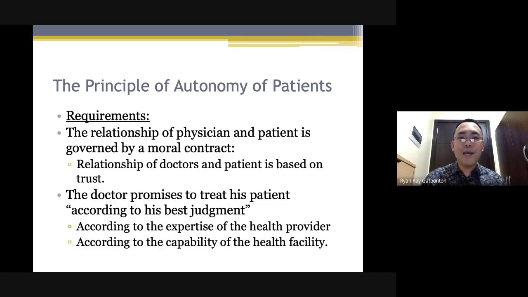Number one, there should be a moral contract between you and your patient. When we say moral contract, a relationship that is based on trust. Number two, there should be a promise to treat your patient according to your best judgment. When we say best judgment, according to our expertise or capacity as health provider, and number two, according to the capability of the health facility. Kasi baka mamaya, we keep on saying na kaya kitang gamutin, pero hindi naman pala kayang i-accommodate yung procedure niya sa ospital na yon. Okay? So that's false autonomy, or false informed consent sa inyong pasyente.